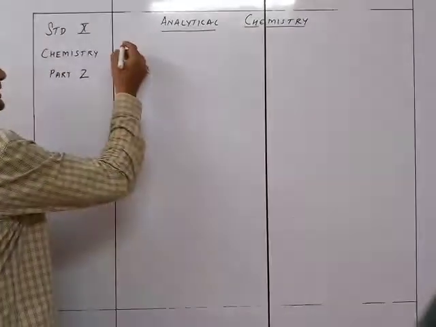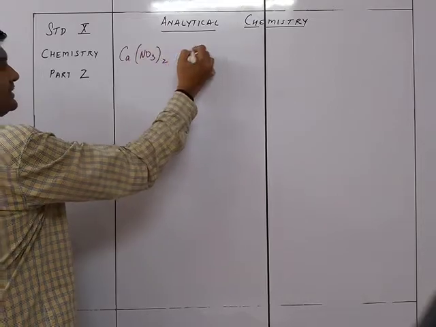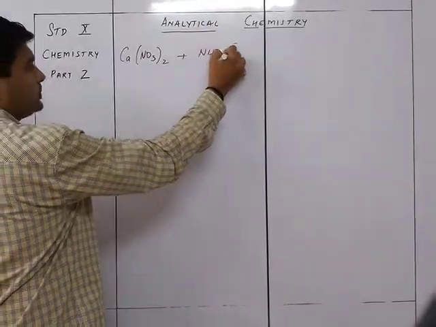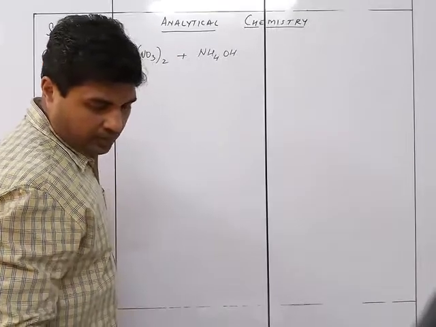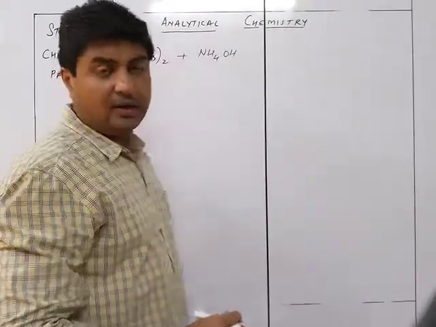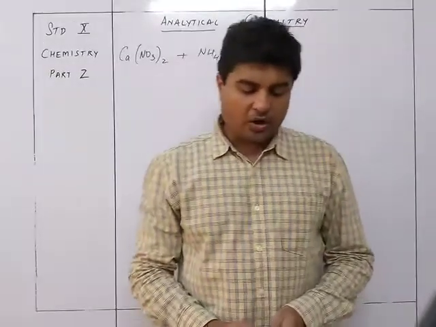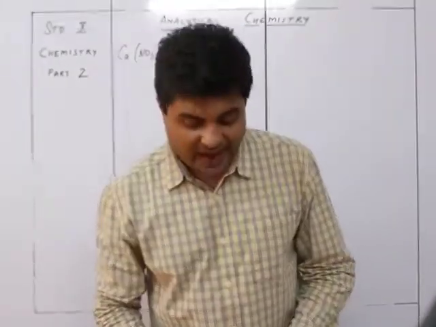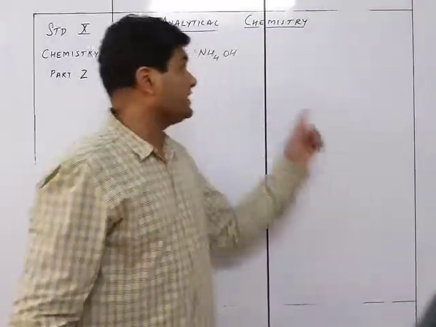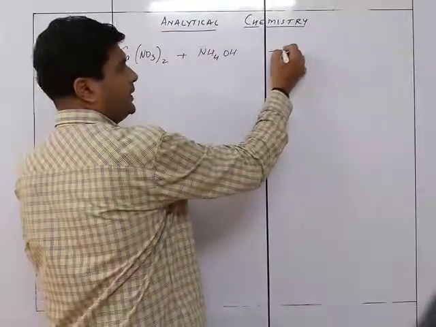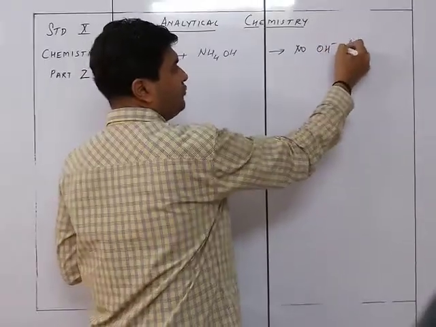So we are saying that calcium nitrate, Ca(NO3)2, plus NH4OH. Now this reaction does not give you any precipitate of Ca(OH)2, because the concentration of OH ions is low and cannot precipitate the Ca(OH)2. So this reaction is not going to take place. So no OH minus is formed.